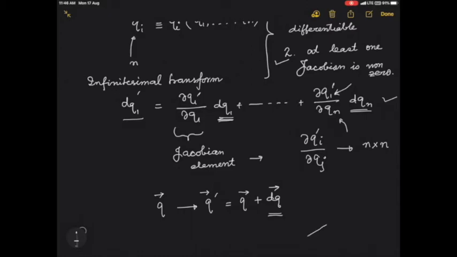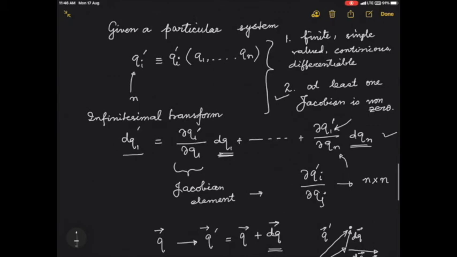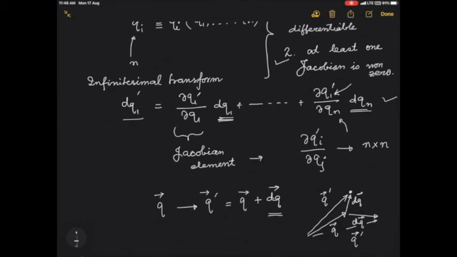Now, if you think of it in a vector form, again I am drawing schematically, say this is my q. In one case I choose dq this way, so I go to this point, such that this is my q prime. In another case, a different transformation, I choose dq this way, and this is my q prime. Now we agreed that the transformation has to be single valued, meaning that if I do a different transformation, I should go somewhere else. But if I have all the Jacobian elements 0, then I always stay there.